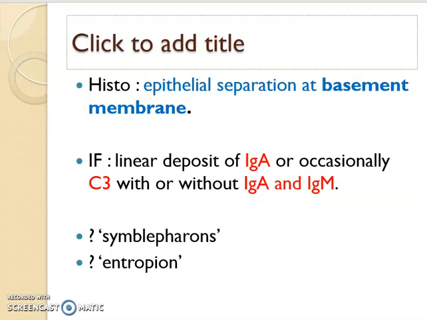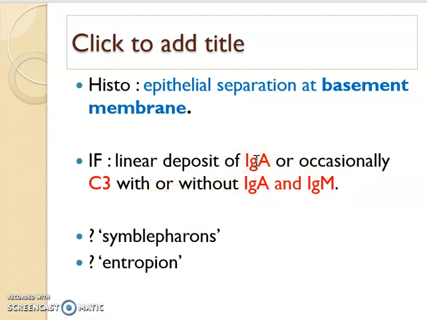Histologically, there is epithelial separation at the basement membrane, below the basal layer, unlike pemphigus, right? So immunofluorescence shows linear deposits of IgA, or occasionally C3, with or without IgA and IgM. This is very specific, please memorize. Okay.